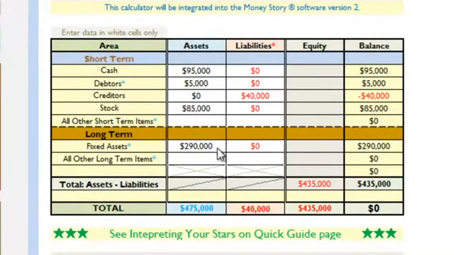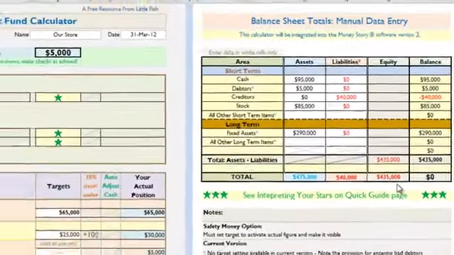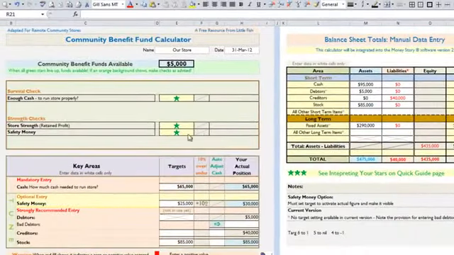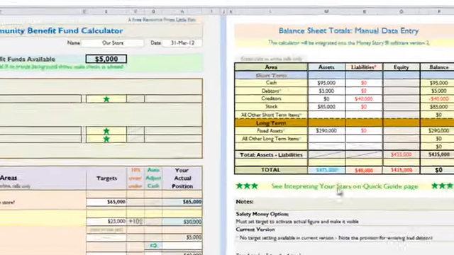Coming back to the figures, we can see that they give us $435,000 equity. Now, equity in a small business, actually retained profit, is pretty similar. So let's call it retained profit. 3 green stars, $5,000 community benefit funds potentially available.